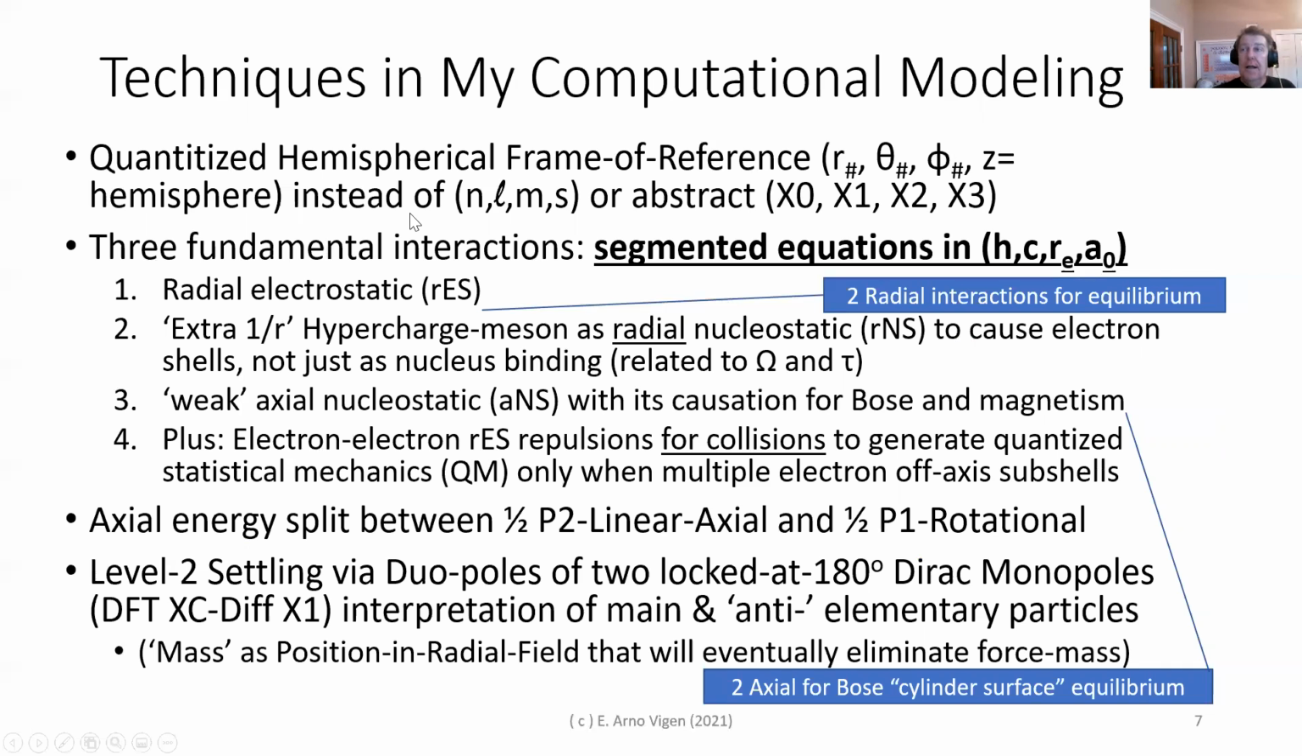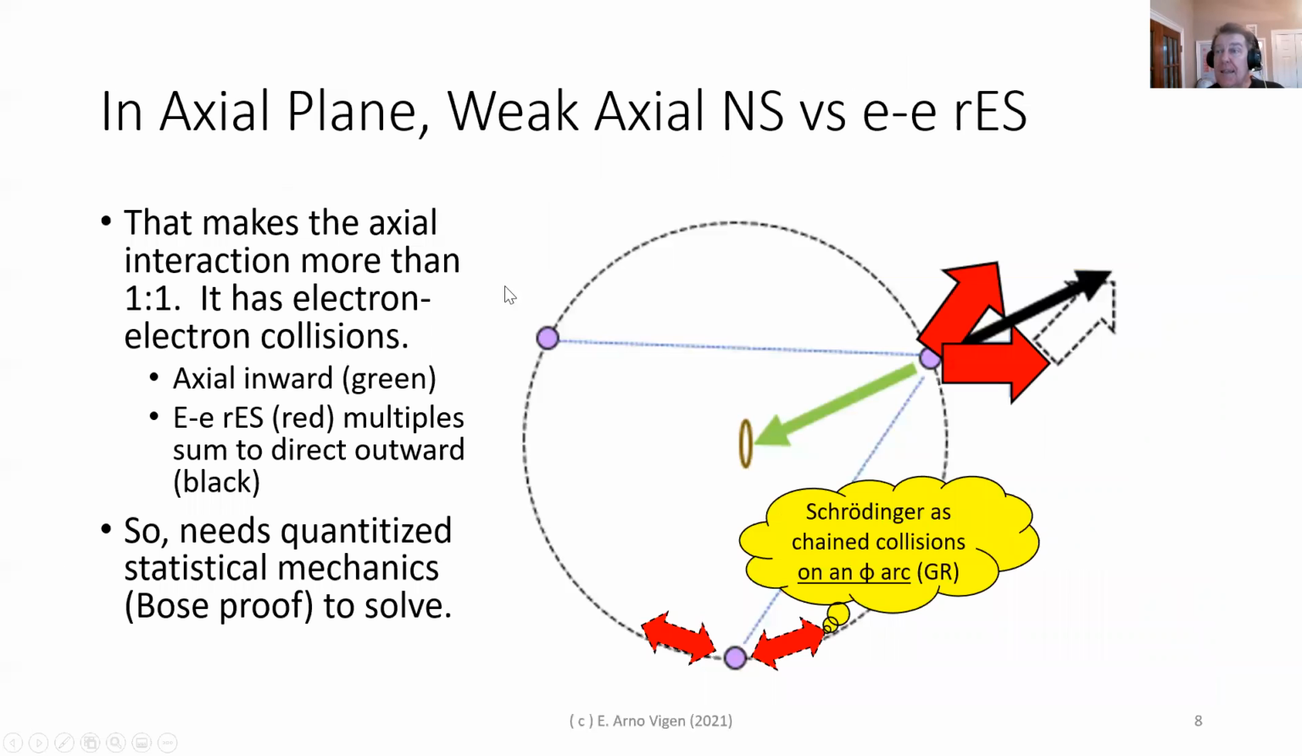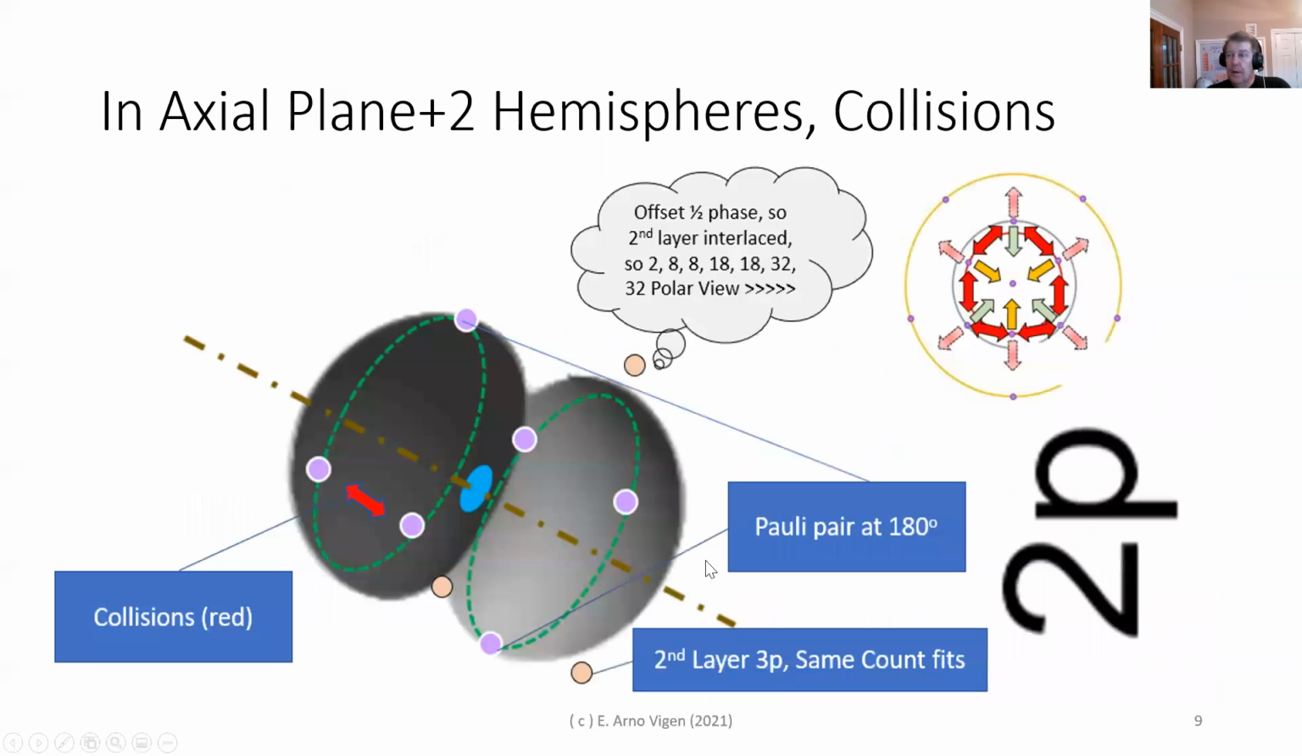Now, this is the same thing said this way. In that axial plane, obviously you have the green inward, that's the weak force. And you have the aggregation of these vectors, which becomes directly outward, and so there is an equilibrium position that creates this cylinder surface. And instead of it being an orbit, as Bohr said, it becomes collisions along this arc.